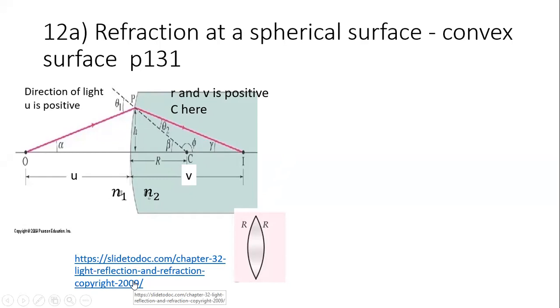Focal length, don't worry about focal length. Focal length is just here, halfway there, that's all. Focal length is 1/2 R, so it's half of the radius. We will come to it later on. Now we are going to radius of curvature, we are not using focal length. Tomorrow we'll go to focal length.